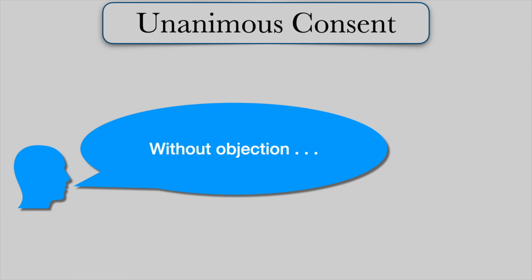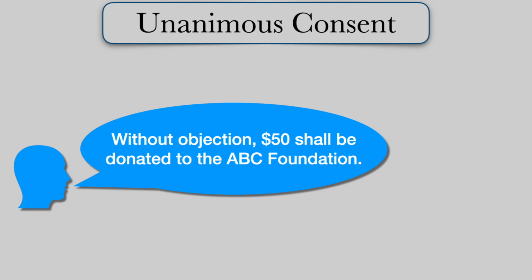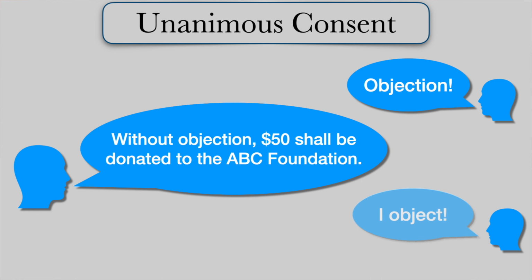Now, as an alternative form, the chair may say, without objection, and then state the action that will happen if there is no objection. For example, the chair might say, without objection, $50 shall be donated to the ABC Foundation. And the chair might skip the step of actually asking, is there any objection? So a member should be ready to object if, in fact, he opposes the use of unanimous consent in this instance. He would, of course, do this by saying, objection or I object.